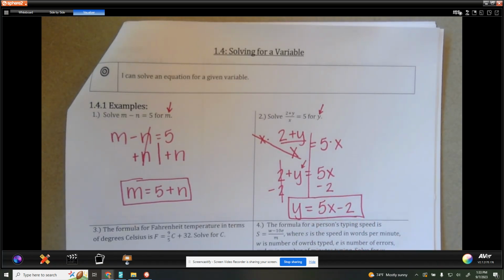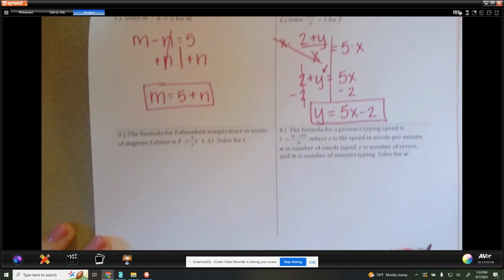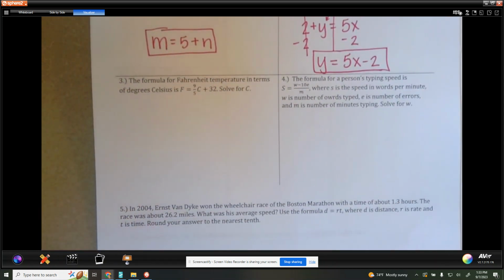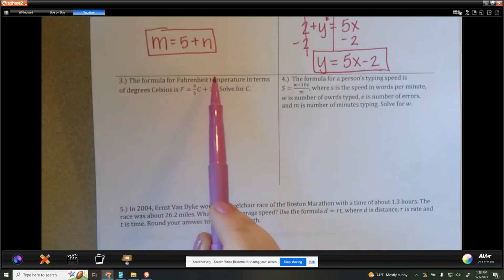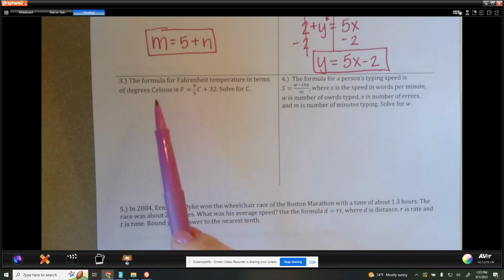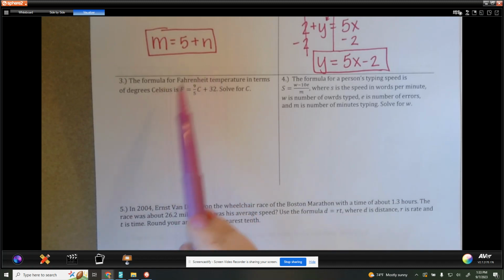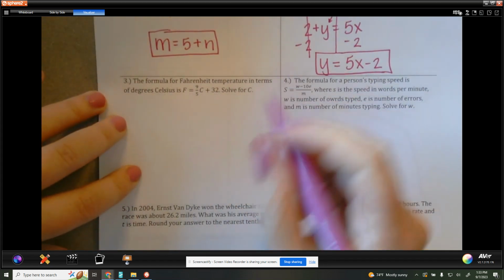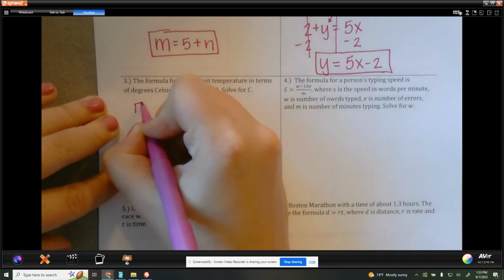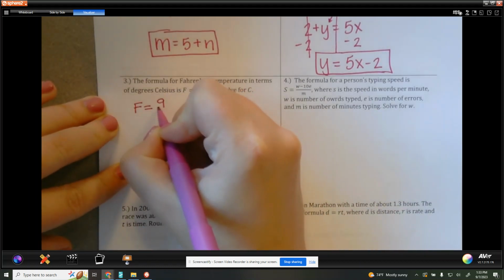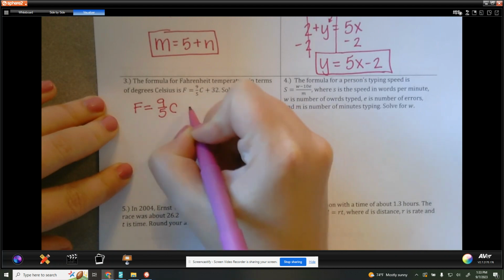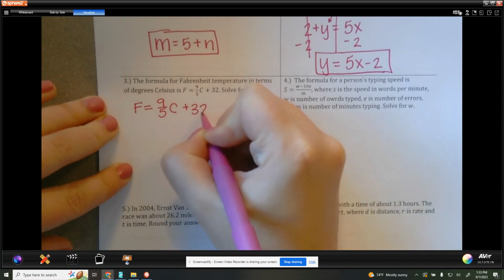Hope this is going okay. Let's talk about a real life application to this. We've got the formula for Fahrenheit temperature in terms of degrees Celsius. Only a couple of countries in the world use Fahrenheit, us included. Most people are dealing with Celsius, so this is one that you might see in science classes that you need to convert. We want to solve for C. We want to be in Celsius. So right now we have Fahrenheit equals 9/5 Celsius plus 32.